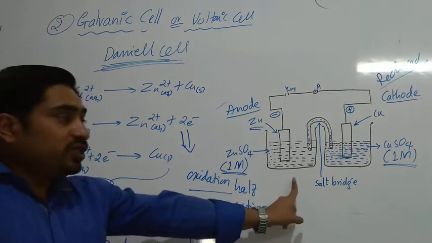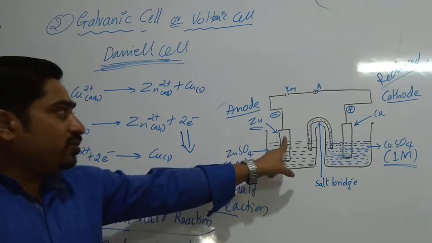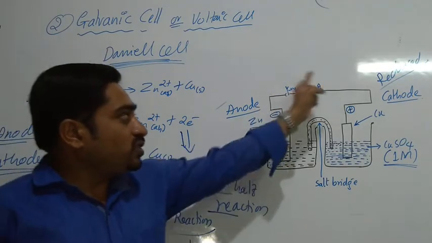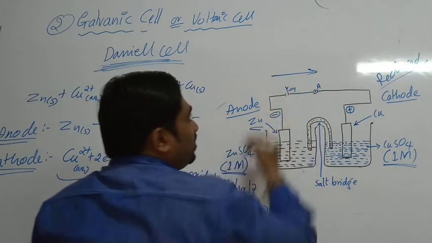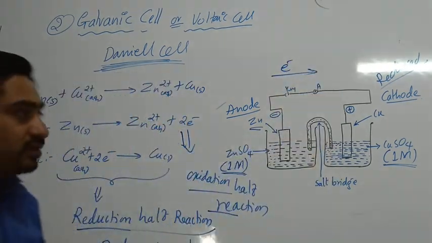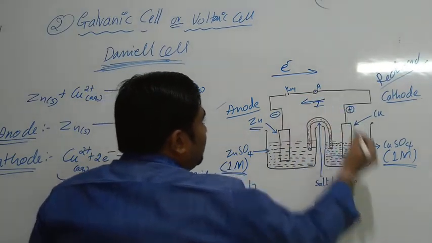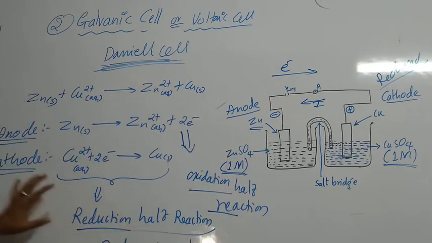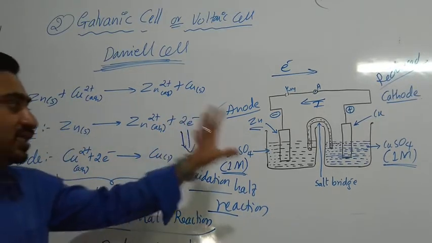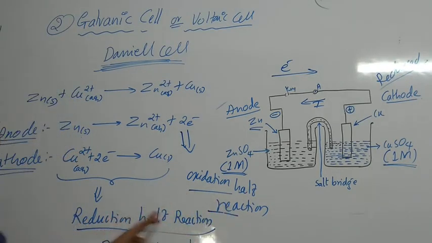At this anode, oxidation takes place and the electrons lost by the zinc flow towards the cathode. This is the direction of flow of electrons. In the opposite direction, what happens? Our electric current will flow. So this is about the half cells and half cell reactions, the oxidation half reaction and reduction half reaction.